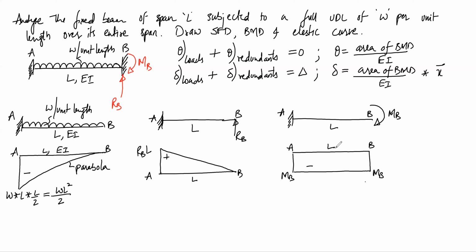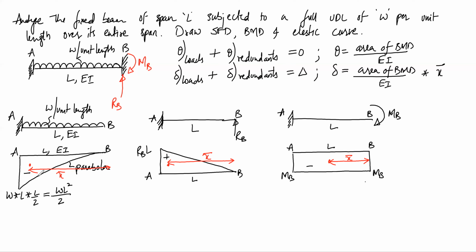And now the centroidal distances have to be considered from the centroid till the redundant, from the centroid till the redundant, from the centroid till the redundant. These are the centroidal distances. Now we can apply our consistent deformation equations one after the other for each of these BMDs.